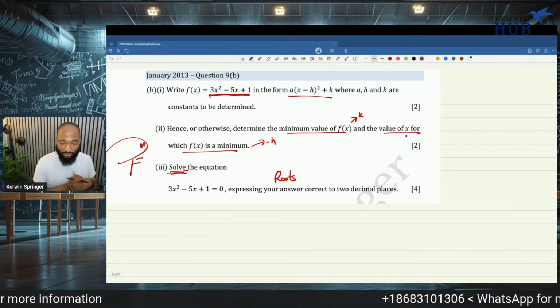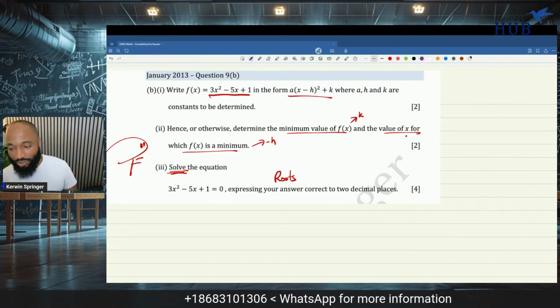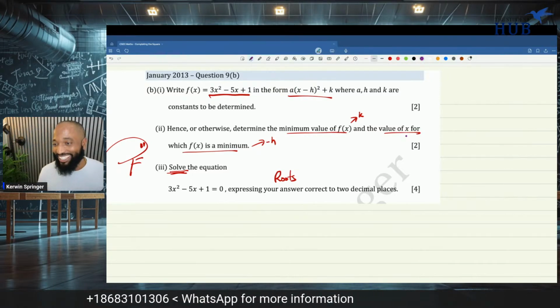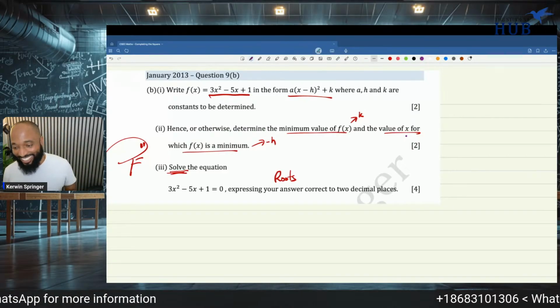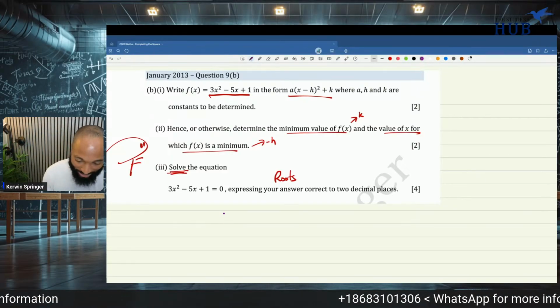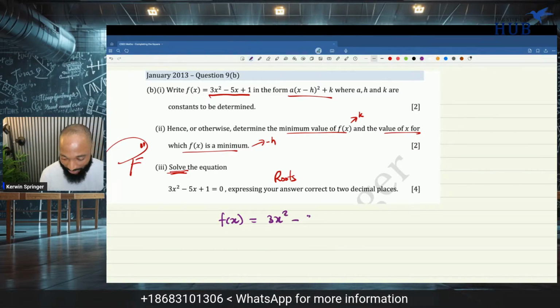So f of x is equal to 3x squared minus. All right, we're trying to complete the square. Which method do you all want me to do? Somebody say do the formula again. They know I'm going to ask which method. Do the formula again. All right, guys, I'm going to do the formula method again by request. But the perfect square method is coming up in the next one, right?